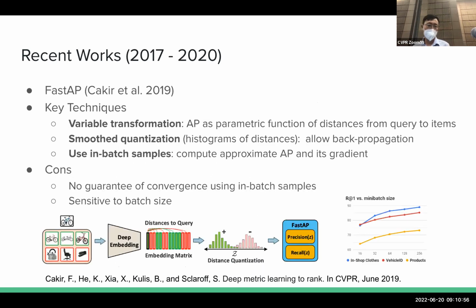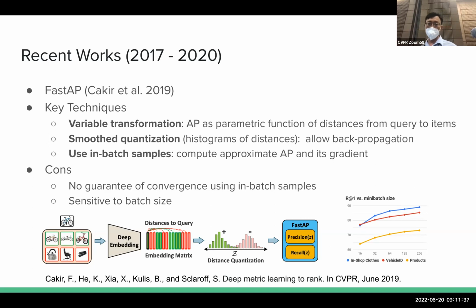And in 2019, Cakir et al. proposed another approach called FastAP. They use some key techniques. First, they use variable transformation. They express AP as a parametric function of the distance from the query to the items, in the information retrieval setting. Then they utilize smooth quantization instead of hard quantization to compute a smooth AP version, which allows them to do backpropagation. And to avoid processing all examples at each iteration, they just use mini-batch examples. Every iteration they sample a mini-batch and then calculate approximate AP and its gradient based on the mini-batch.